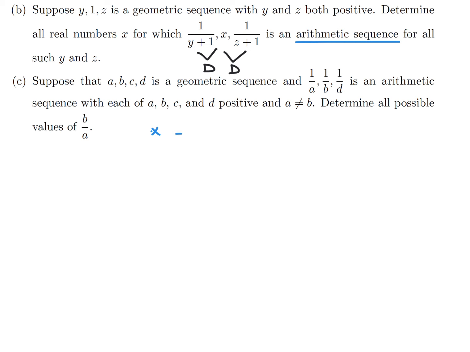So x minus 1 over y plus 1 is the same as 1 over z plus 1 minus x, correct? Yeah. Okay. All right, let's just do this algebra here. So bring the x over, and this will be 1 over z plus 1 plus 1 over y plus 1. And then let's add that fraction. Oh, but we got two variables here. Okay.